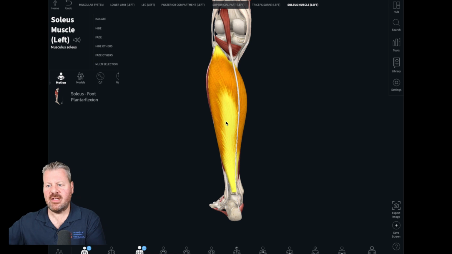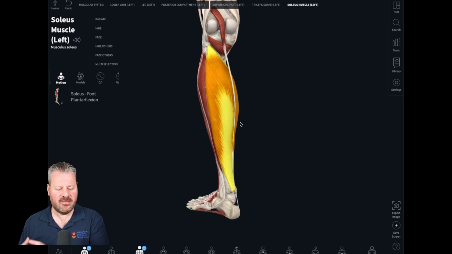Now soleus is a completely different makeup fibre type-wise to the gastrocnemius. Gastrocnemius is fast twitch muscle which is involved in high force propulsion. The soleus muscle, on the other hand, is more of a postural muscle, slow twitch fibers with a lot of endurance, and this muscle helps us stay on our feet all day.